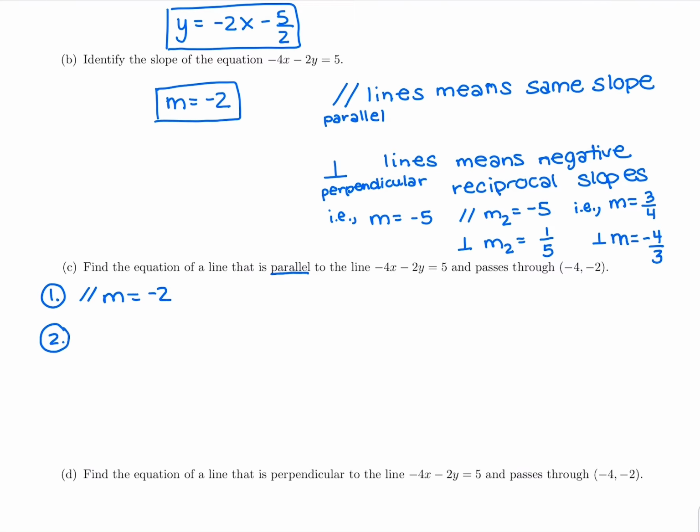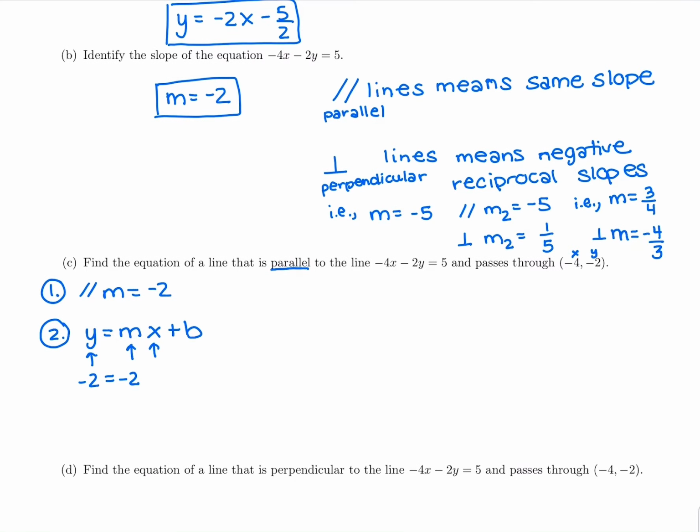Second step to finding the equation of the line is going to be to find b. So first step, find m. Second step, find b by plugging into y equals mx plus b and solving for b. So we're going to replace y with the y value of the point. Looking at the point negative 4, negative 2, the y value is negative 2. We're going to replace the slope with negative 2 because that is what it is from our work above. We're going to replace x with a negative 4 because that's what it is in the point, plus b.